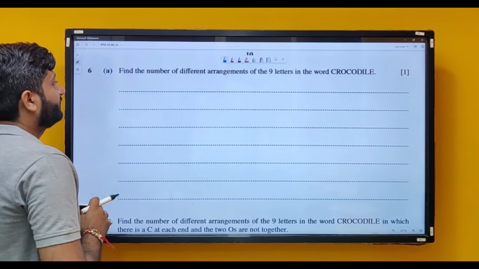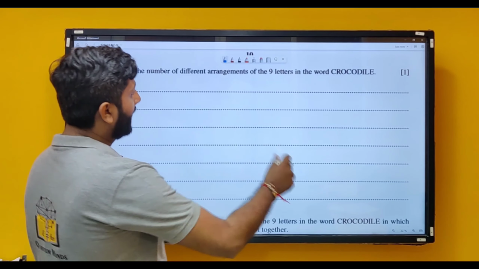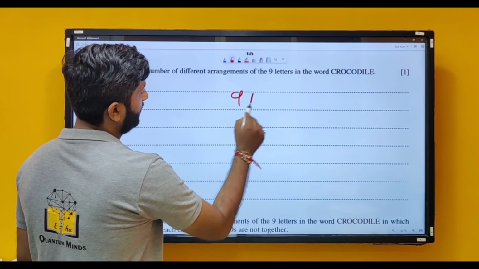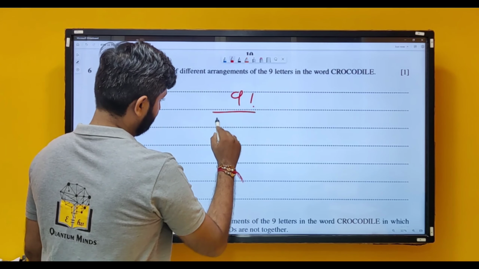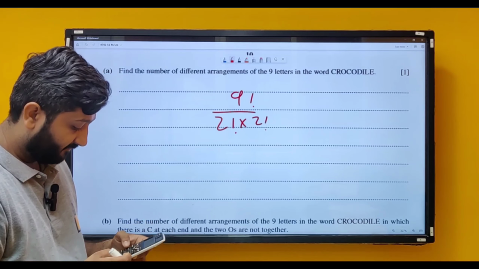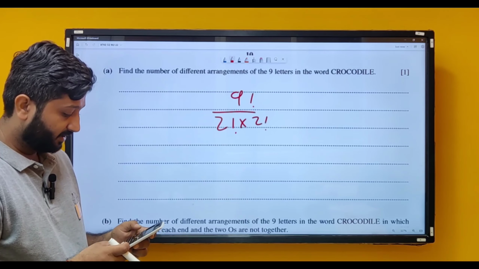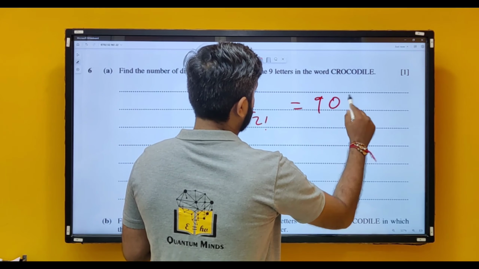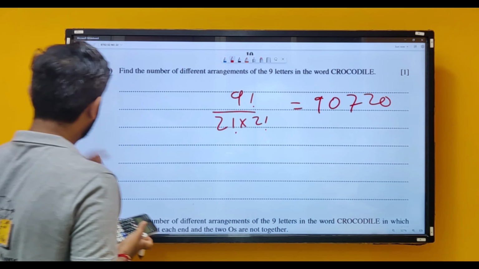Question 6a. Find the number of different arrangements of the 9 letters in the word crocodile. Okay, so I think this can be easily arranged by 9 factorial divided by, we have 2 c's and 2 o's. So we have 9 factorial divided by 4, which is 90720.